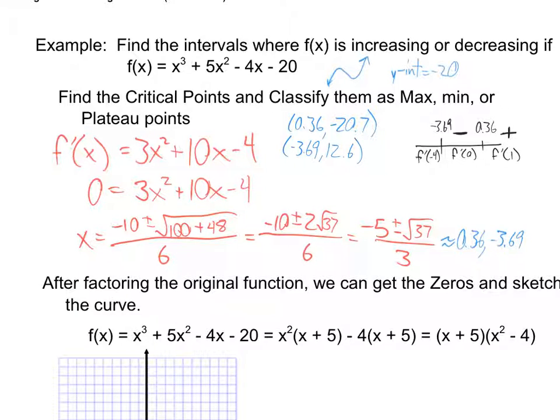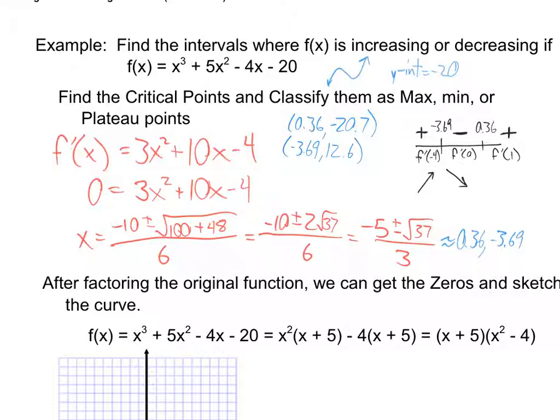And if I plug in negative 4, I have 3 times 16, which is 48, plus 10 times negative 4, which is negative 40. So 48 minus 40 is 8, minus 4 is 4. It's positive. So you'll notice I was increasing to the left of negative 3.69, and decreasing after negative 3.69. So what must that critical point at negative 3.69 be? It's a max.